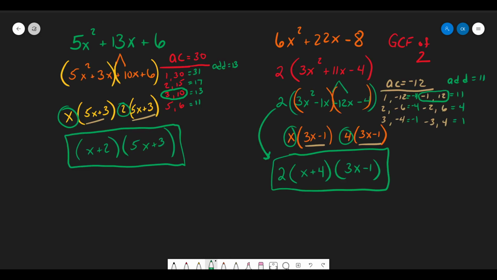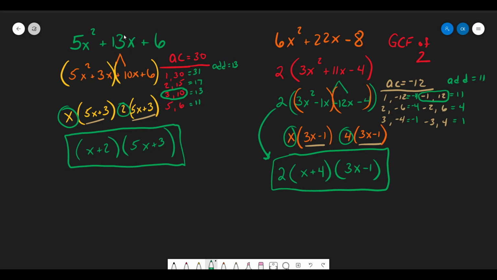All right, so hopefully you got these answers. For the first one, there was no GCF between 5, 13, and 6, so we just had to do this the normal way. Look for the AC, which in this case is 5 times 6, which is 30. So we're looking for all the factor pairs of 30, which you have 1 and 30, 2 and 15, 3 and 10, 5 and 6, and we want them to add to equal 13. So the only one that adds to equal 13 is the 3 and the 10.